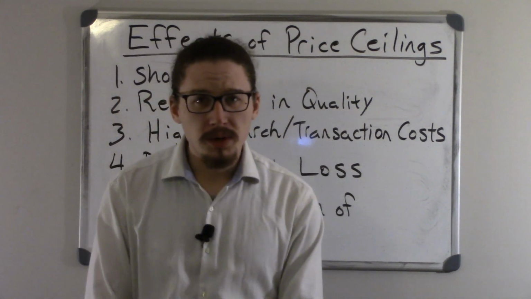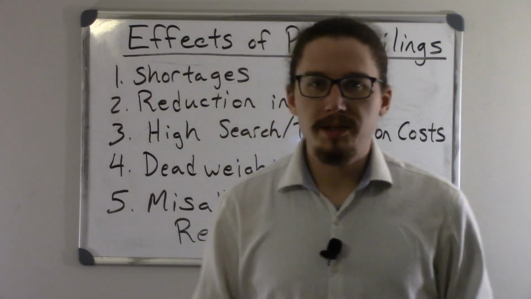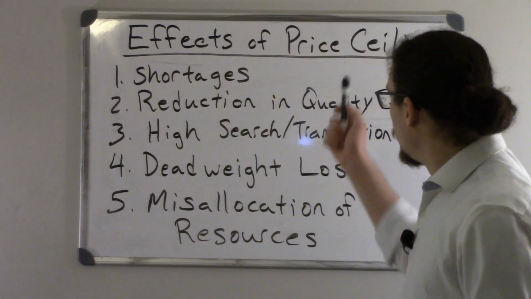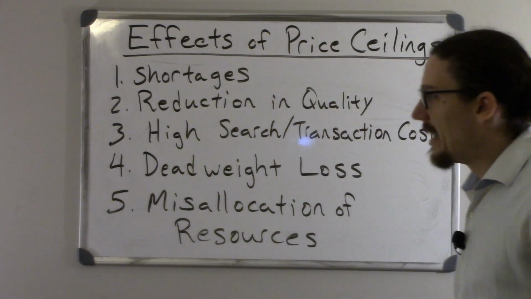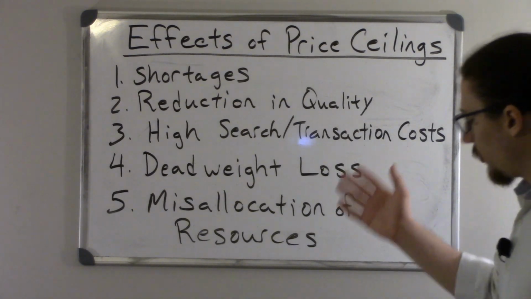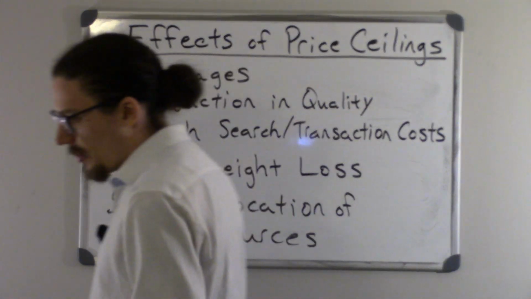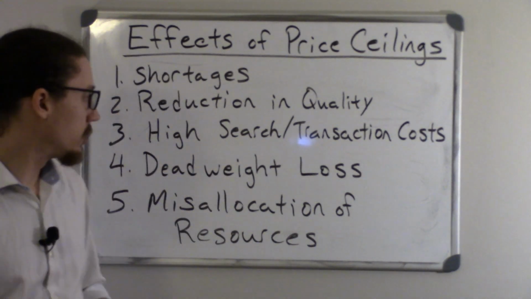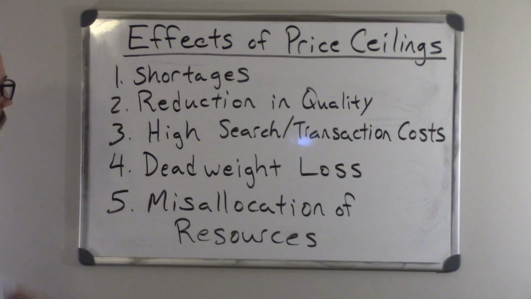In this video, we are going to continue talking about price controls. Specifically, we're going to be talking about price ceilings and the effects of price ceilings. All right, so we've got 5 effects already written up here. We're going to go through these really quickly, just kind of a brief overview, and then we'll look at each one a little bit more closely.